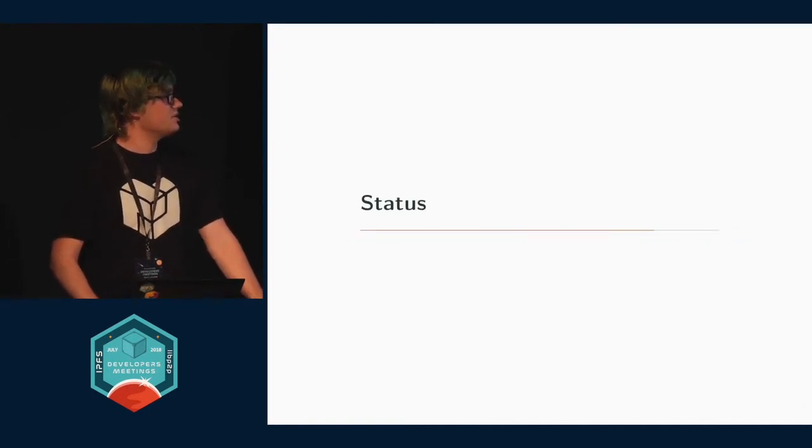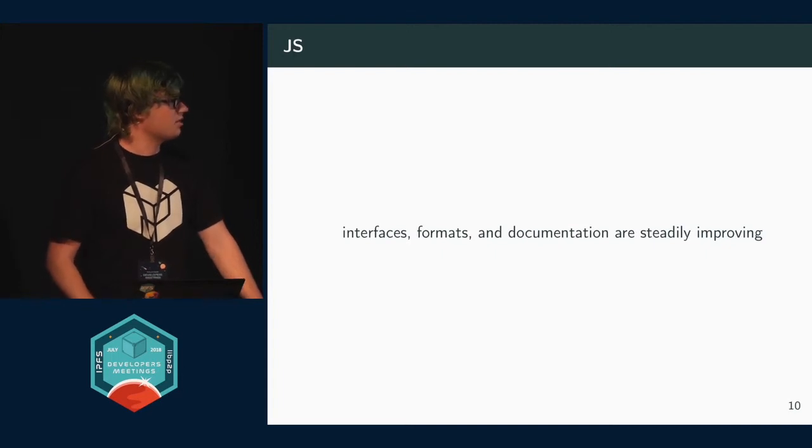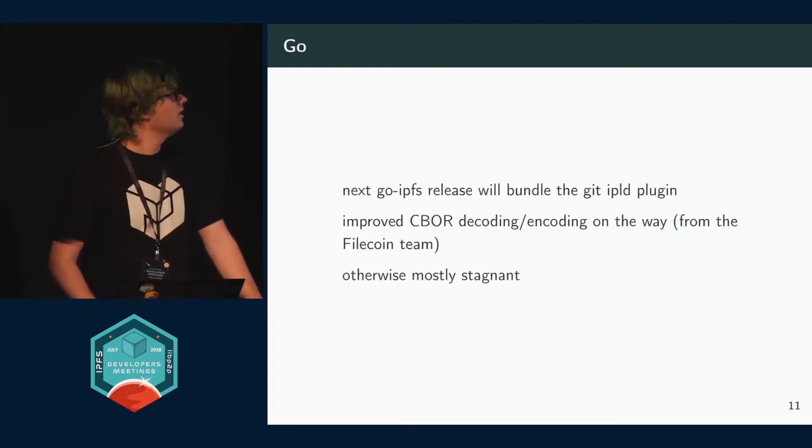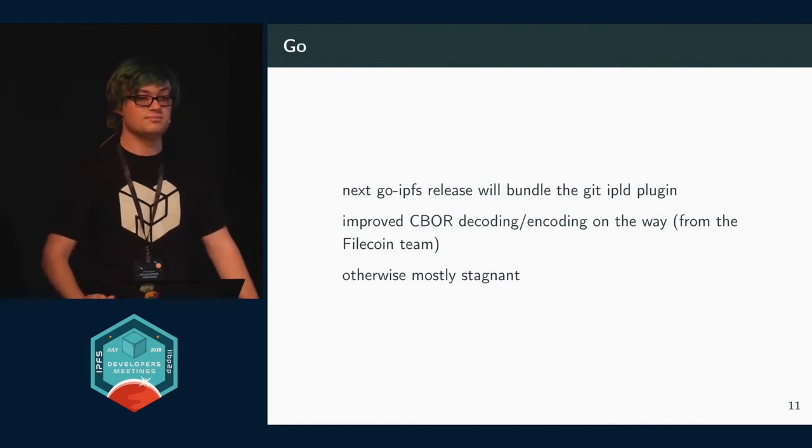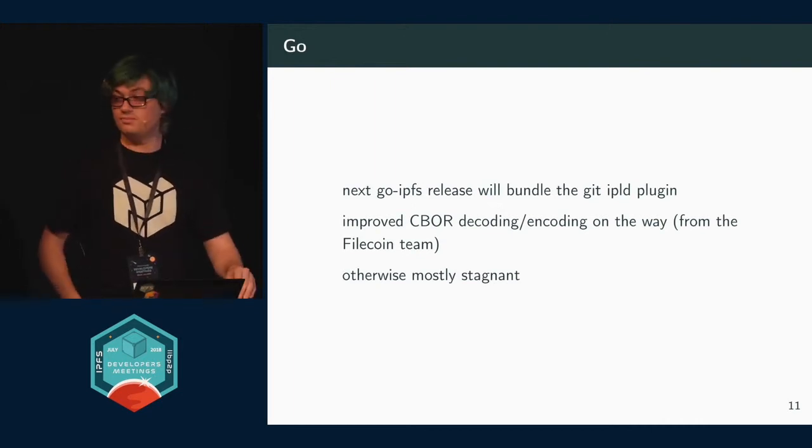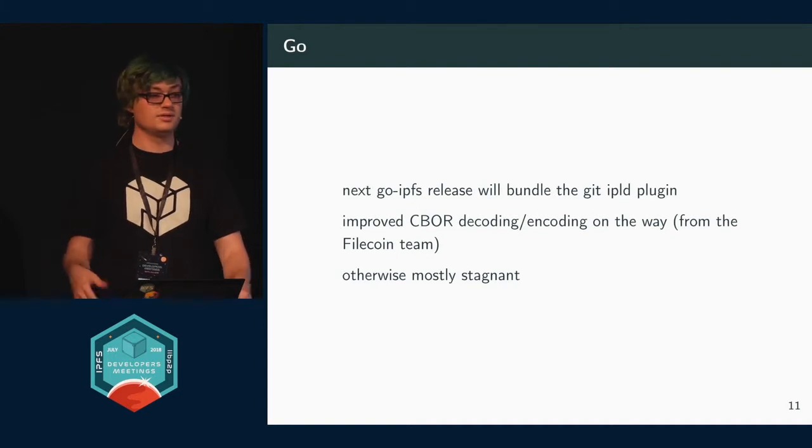JavaScript. So this is basically what happened this quarter or the past few quarters. Interfaces and formats and documentation are steadily improving thanks to Volker. Go, the next go-IPFS release will again include the Git IPLD plugin and improved CBOR decoding, but otherwise it's mostly stagnant due to lack of time. So that's my presentation. That was a bit over. Questions?